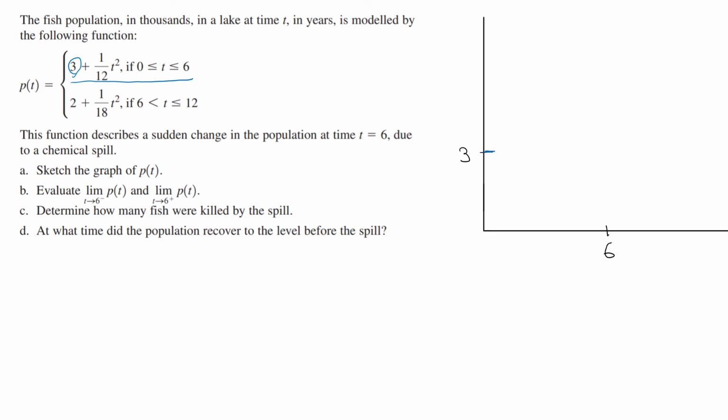And I know because it says squared, it's a parabola. So it's going to be something along these lines. So it's going to go something like this, and here is my filled dot. For the second one, it does not include 6, but includes 12. So it starts from 6, an empty dot, but it starts from 2. My y value is 2.